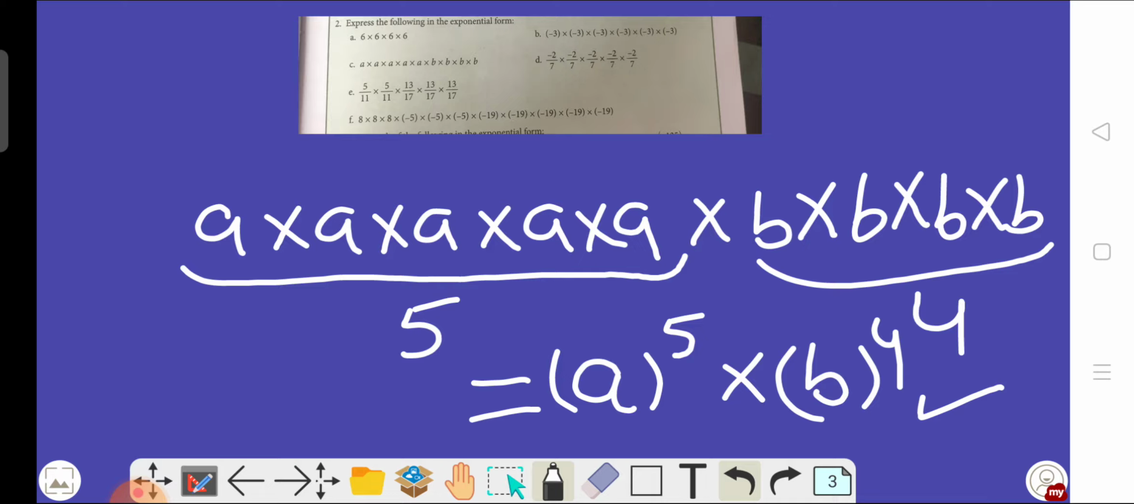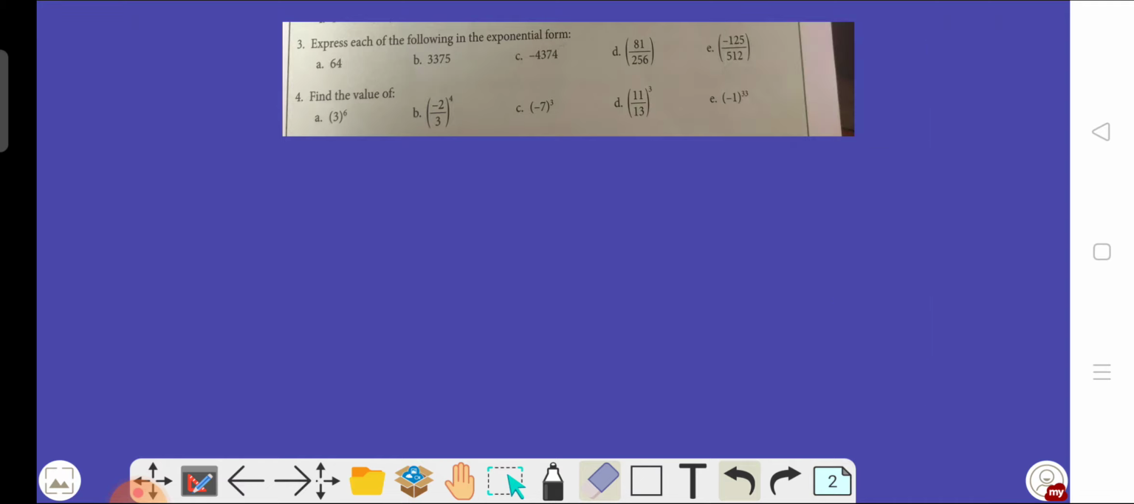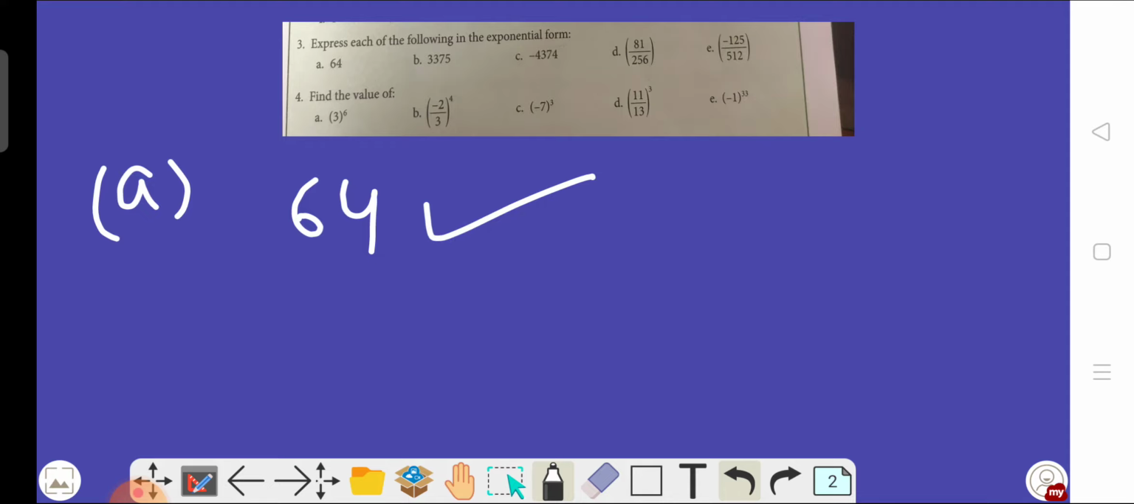The remaining parts of this question are the same as the previous. Try to do them by yourself. Now we will solve our question number 3rd and 4th. So look at question number 3rd. In question number 3rd, we are given a number and we have to express it in exponential form. For example, the a part is 64. We have to express this number in exponential form.